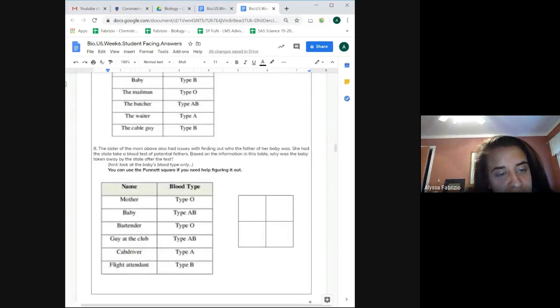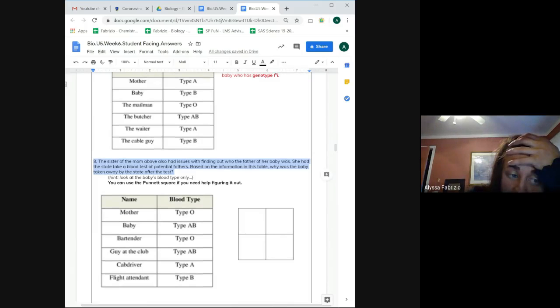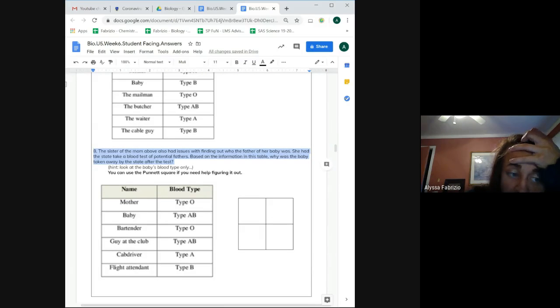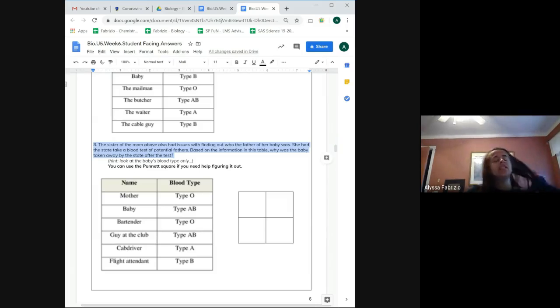Now moving on. So the sister of the mom above had issues with finding out who the father of her baby was. She had the state take a blood test of potential fathers based on the information in this table. Why was the baby taken away by the state after the test? So, looking at this table, we see that mom has type O blood. So she has ii as her allele. So we can write that down.